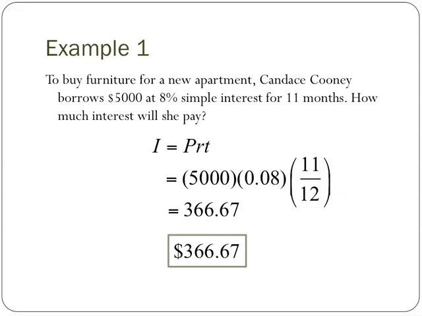Now that's not the total amount that she has to repay, but that's the total amount that she has to pay on top of the $5,000 that she borrowed. So really, she's going to have to pay $5,000 plus the $366.67.